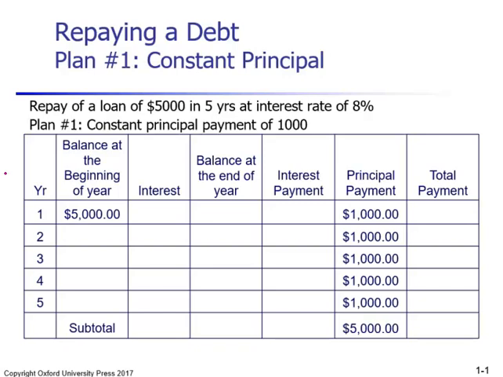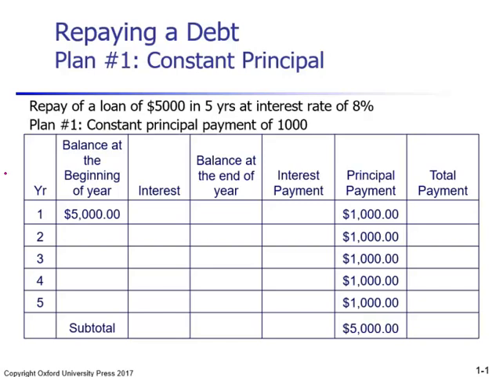So at the beginning of year 1, they give you $5,000. And we have interest, balance at the end of the year, interest payment, principal payment. We know about principal payment because it is part of the plan. So you are going to pay $1,000 in year 1, year 2, year 3, year 4, year 5. But it is not the total payment, because you also need to pay the interest.